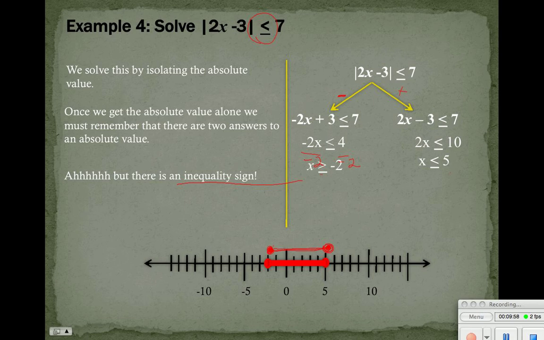What would it look like if I wrote it in set notation? Kind of exactly what the graph looks like. Negative 2 less than x less than 5, and the x has to be in between the negative 2 and the 5.